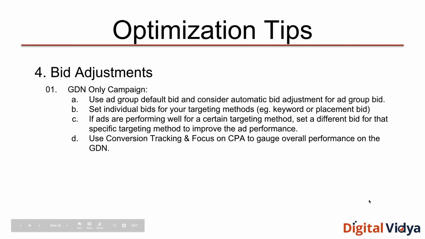And not only that, on display network, if you are finding that certain devices, let's say mobile devices, are performing much better in getting you conversions and traffic, you can use device level bid adjustment, what we saw earlier today, so that you give more preference to traffic or searches coming from a particular device than the other.